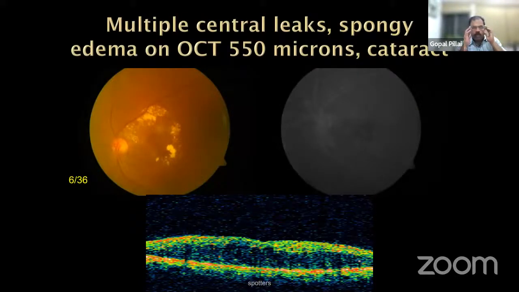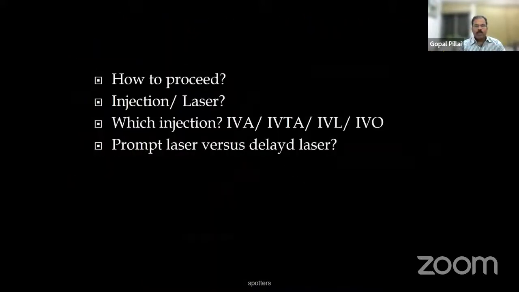Let us come to another situation, sir. Multiple central leaks, spongy edema on OCT, 550 microns. There is a cataract. This is a case with significant diabetic macular edema, not like an early case with a little bit of macular edema. Here there is a lot of microaneurysms, a lot of hard exudates, vision is 6/36, and there is possibly a bit of cataract as well. So how to proceed? Do we require to inject, laser? Which injection? Prompt laser versus delayed laser? These are the questions.